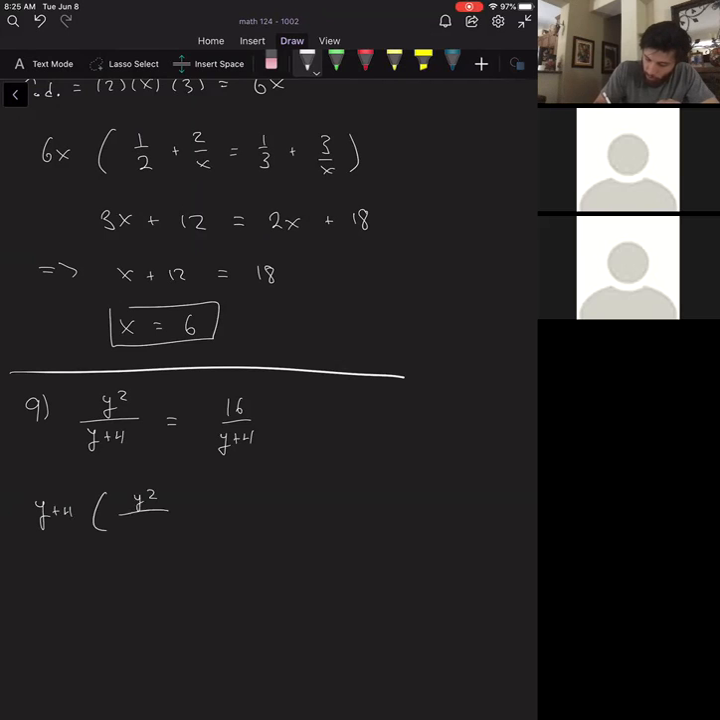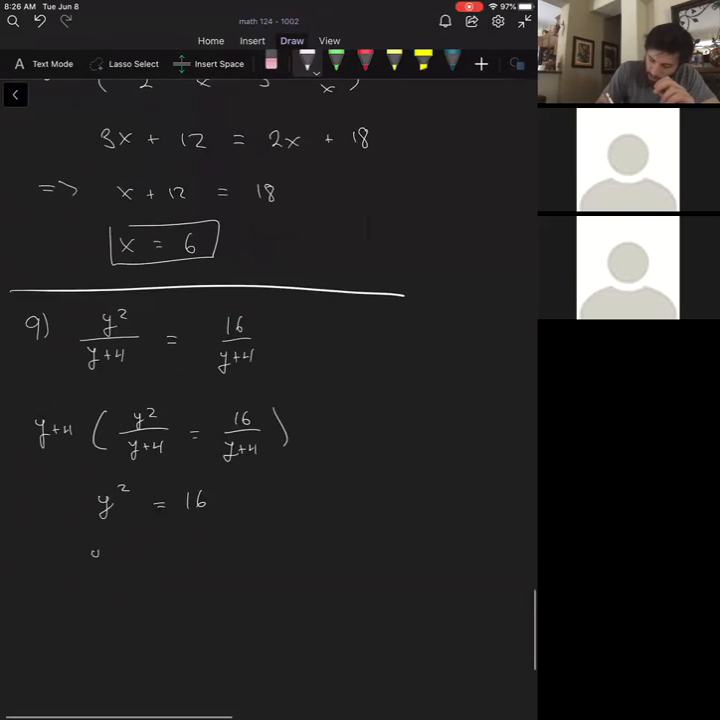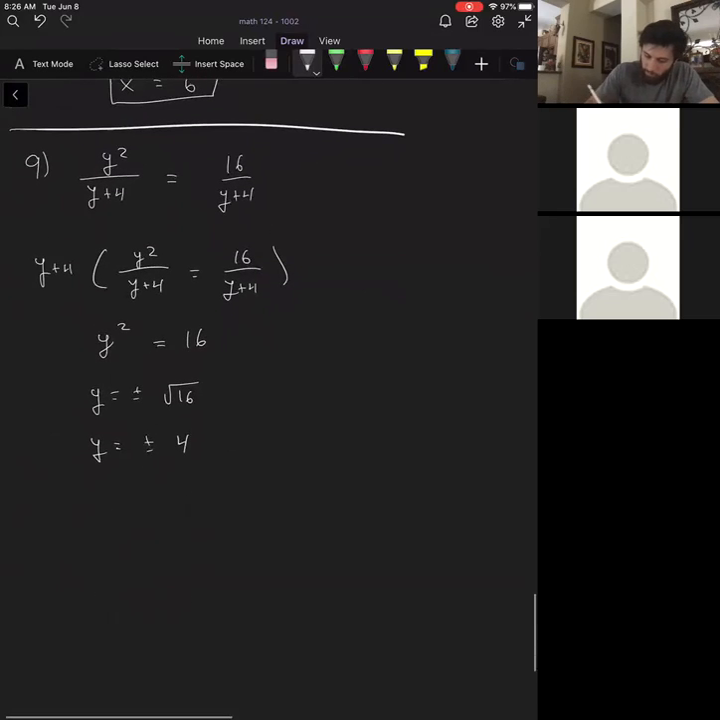And that's okay to do. We're just multiplying everything by the same thing, so the problem is not changing. So on the left, we're going to get y squared, and on the right, just 16. If we take the square root of both sides, we get y is equal to plus or minus the square root of 16. So y is equal to plus or minus 4. So two answers: y is equal to 4, and y is equal to minus 4. However, we need to check these answers.